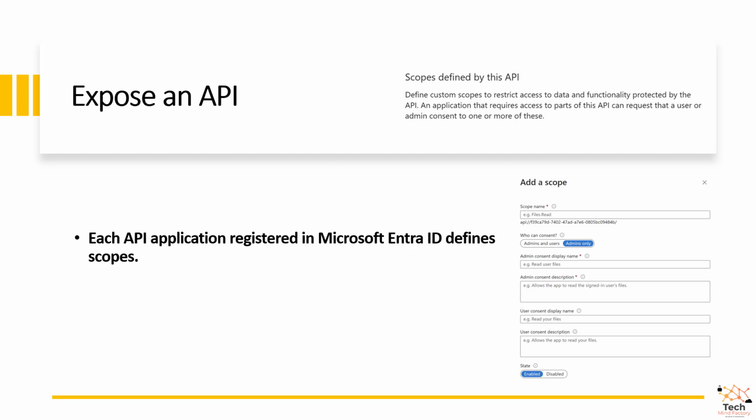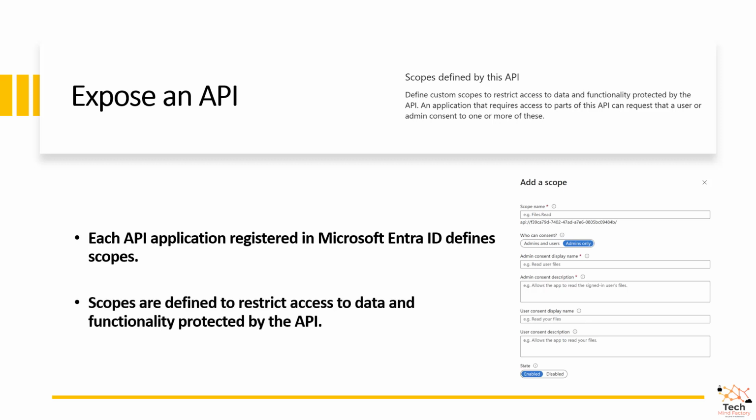Okay, so now let's talk about API exposure. Each API application registered in a Microsoft Entra ID tenant defines scopes. Scopes are defined to restrict access to data and functionality protected by the web API. On the right side, we can see the scope definition screen. We can provide the name of the scope, like files.read, who can consent, admins only or admins and users, and also the consent display name and the description. This is what will be displayed to the user on the consent screen.